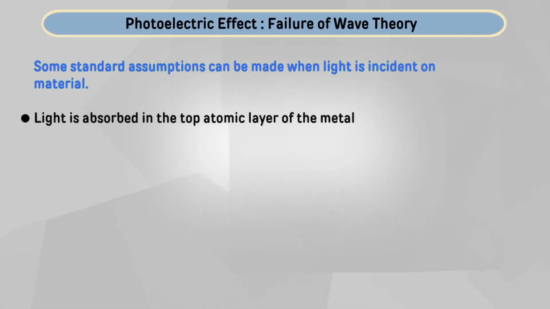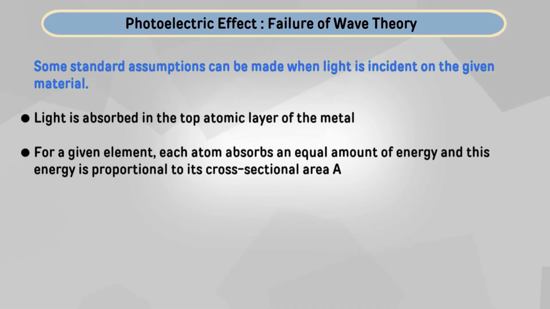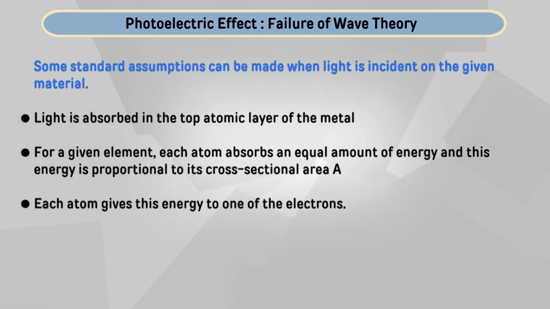So, some standard assumptions can be made when light is incident on a given material on the basis of classical wave theory. The light is absorbed in the top atomic layer of the metal, and for a given element, each atom absorbs an equal amount of energy, which is proportional to the cross-section area A, and each atom gives this energy to one of the electrons. So, these are the basic assumptions related to classical wave theory.